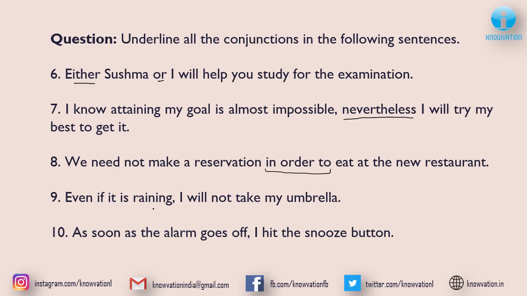Even if it is raining, I will not take my umbrella. So "I will not take my umbrella" is a different clause, and "even if it is raining" is a different clause. So "even if" is joining them, so "even if" is my correct answer. As soon as the alarm goes off, I hit the snooze button. So "as soon as" is my conjunction here because it is joining "the alarm goes off" and "I hit the snooze button." I hope this is clear, friends.